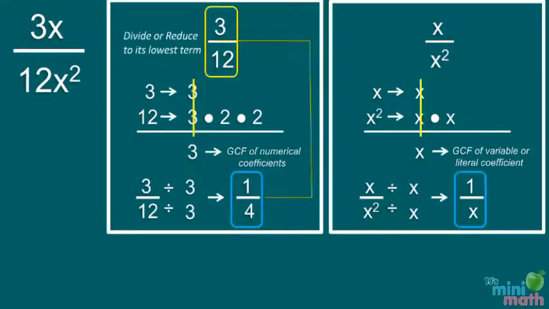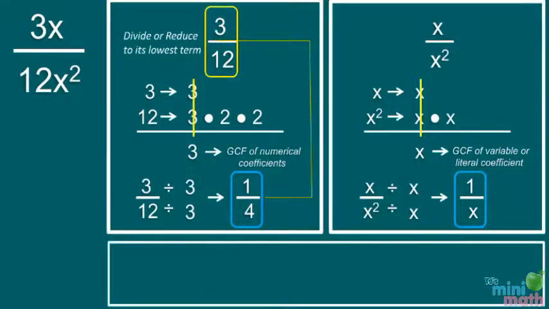Then all you have to do is to combine, or rather multiply, the lowest term of the literal and the numerical coefficients. So we have here 1/4 times 1 over x, that is 1 over 4x. That's our answer.